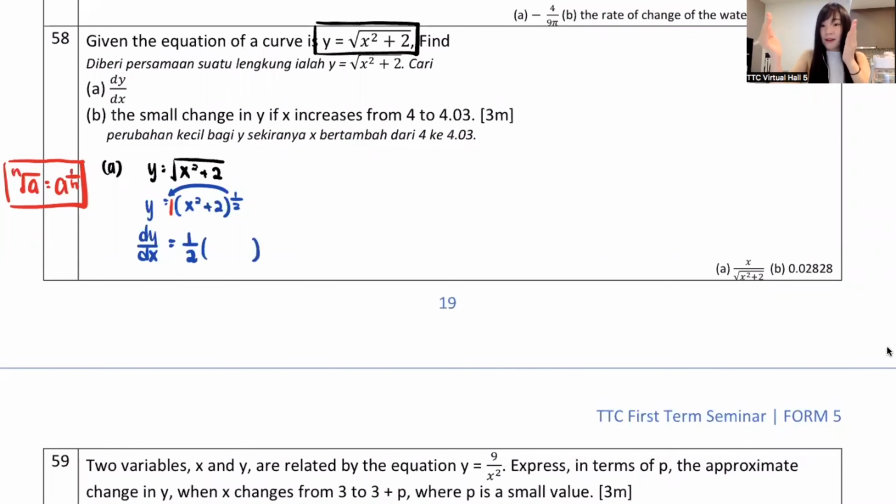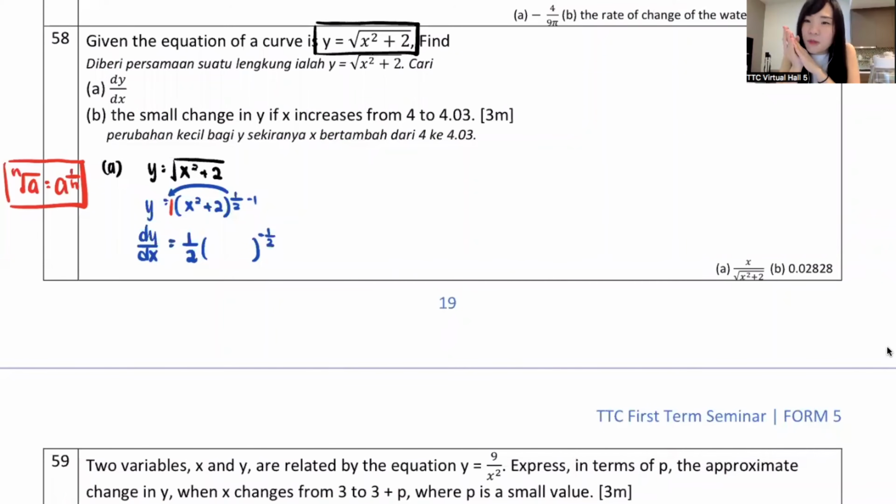Correct? See, after you times, then you tolak 1. Don't suspect. 1/2 tolak 1, yes. Don't scared. It's negative 1/2. It's correct one. So you see, it's the same, right? It's just like times and then I minus 1.